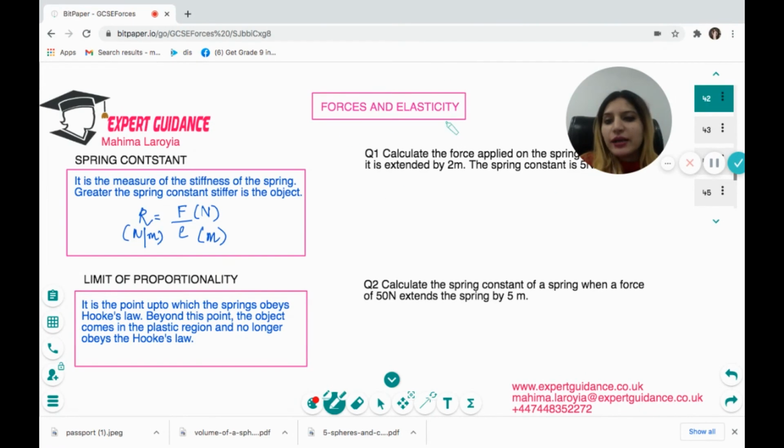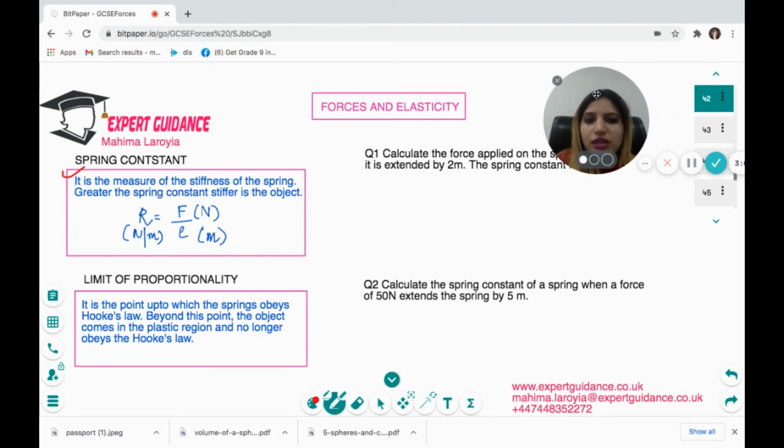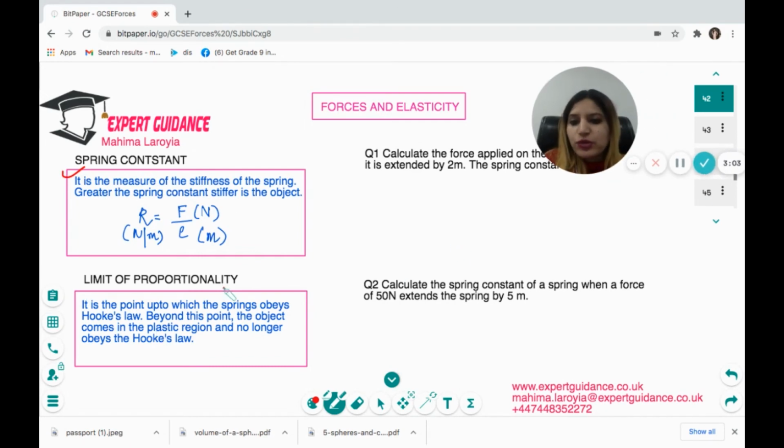Okay, so now we can rearrange this. The spring constant could be given by force over the extension. So if they have given you force and extension in the question, you can divide the two to get the spring constant. And what is the limit of proportionality? It is the point up to which the spring obeys Hooke's law. Beyond this point, the object comes into the plastic region and no longer obeys Hooke's law.